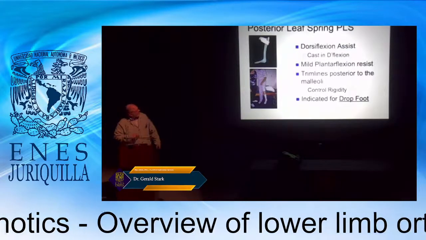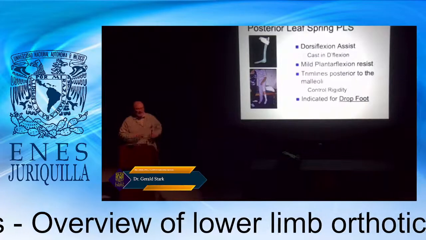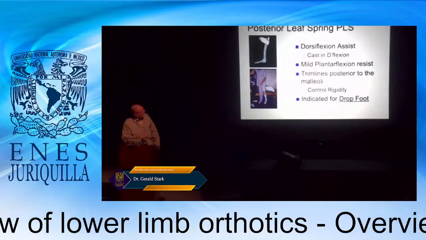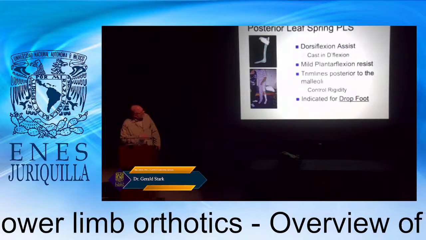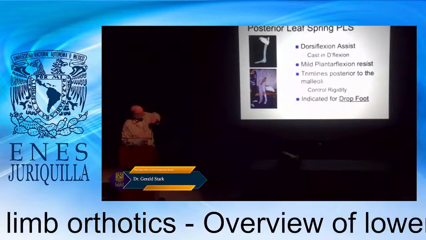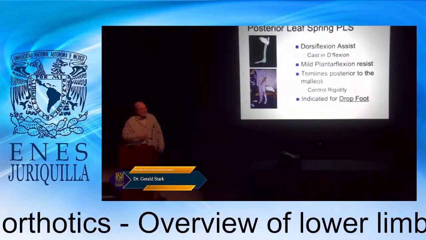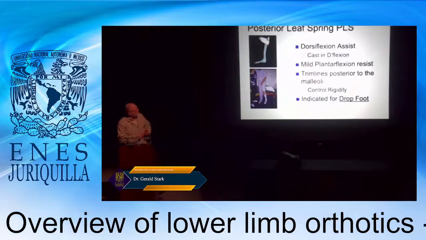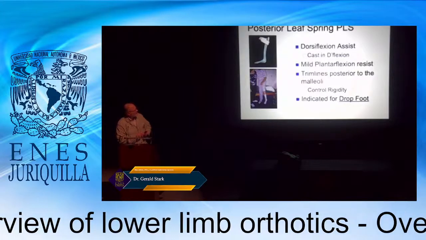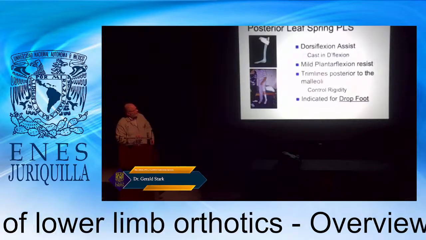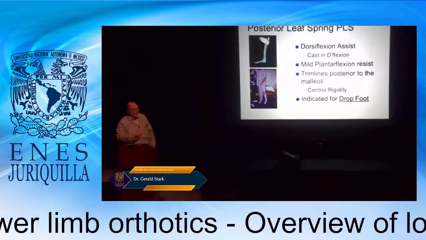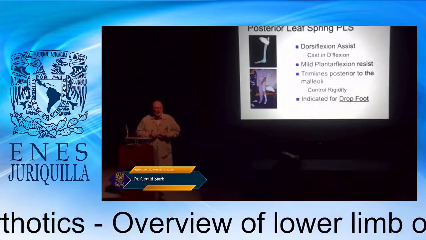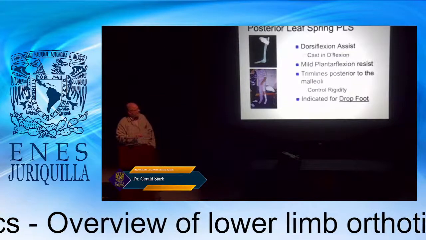Another type is called the posterior leaf spring, PLS. Now, this type of orthosis is really used only for sagittal plane control. So it's really to provide dorsiflexion assistance. Normally you cast the patient in slight dorsiflexion. Why would you do this? Why would you cast them in slight dorsiflexion? Because you really want to allow that certain movement. Now, if you wanted to preload the system, you would cast them in slight plantar flexion.